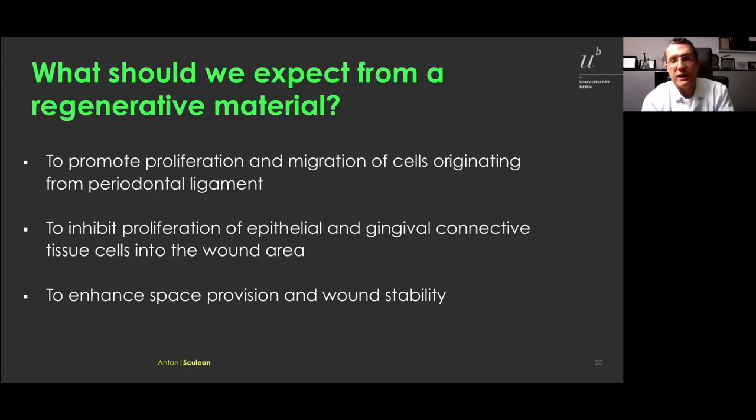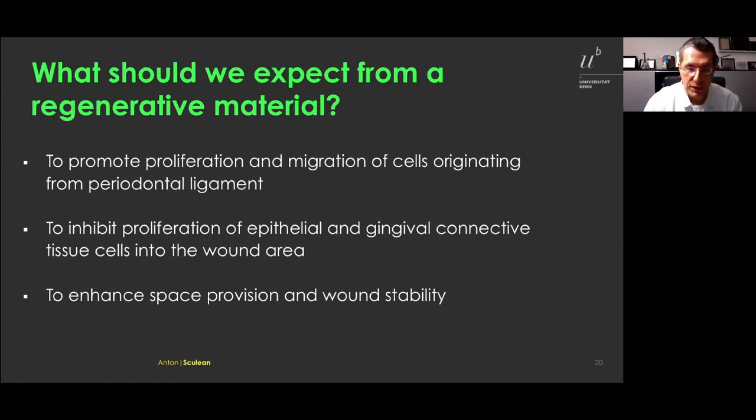Second important objective is to exclude epithelial proliferation from the wound. In other words, the material that you use should prevent or slow down at least the ingrowth of epithelium into the wound and of the gingival connective tissue that is located at the inner part of the flap. This is very important.